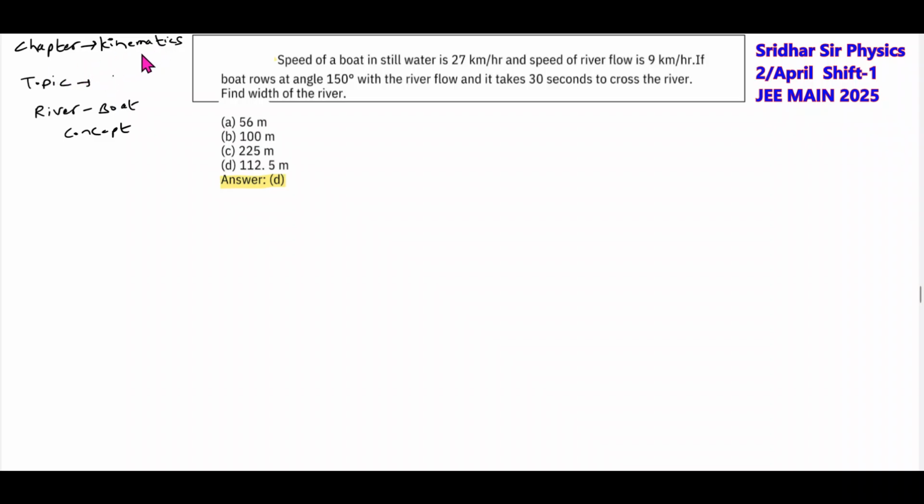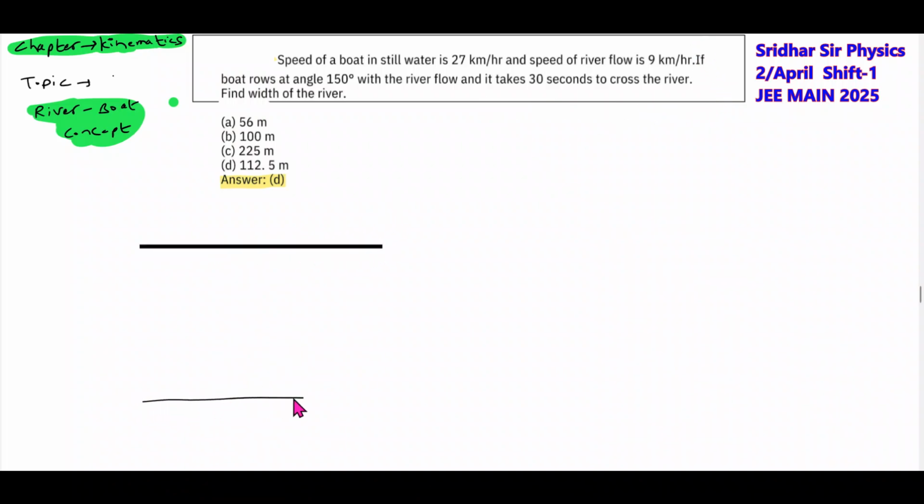The chapter name is Kinematics, and the topic name is the riverboat concept. Okay, fine. What we have here is a river bank. Then how is the river flowing? It is towards the right. There's the direction of flow of the river.